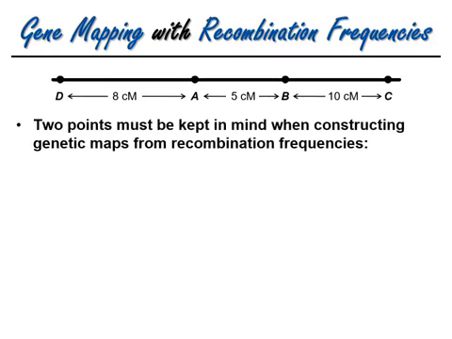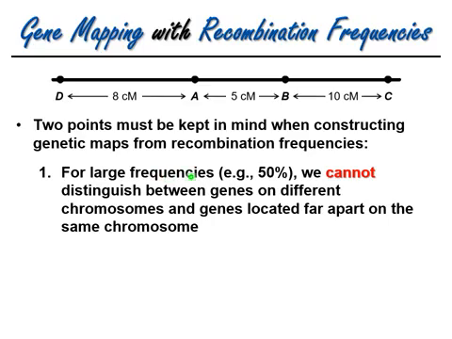Oh, I'm sorry. Before I do that, let me just mention one thing. Two points have to be kept in mind when constructing genetic maps. I've said these aloud, but here we go. Number one, for large frequencies like 50%, you cannot distinguish between genes on different chromosomes or genes located far apart on the same chromosome. If it was 50% between D and C, we wouldn't put them on the same line.